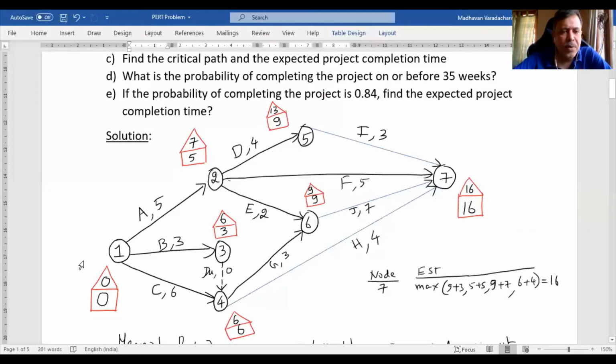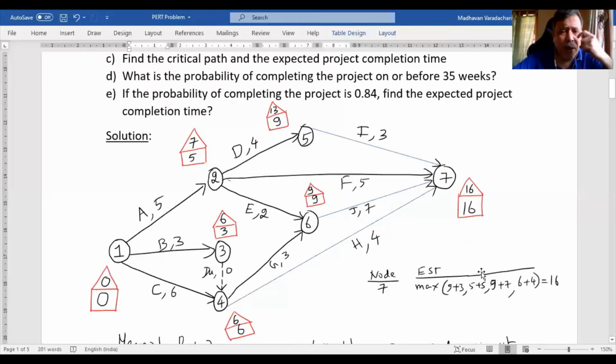Remember, when you come to the first node in the reverse order, that means when you do the backward pass, definitely in the first node you should land up with 0 only. If it is not 0, somewhere we would have made a mistake. We may have to redo the calculations of the forward and backward pass. You have to keep that in mind. So we had already done the forward pass calculations and the backward pass calculations. Now we can find out the critical path easily.